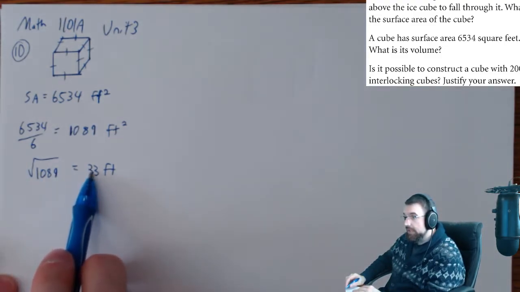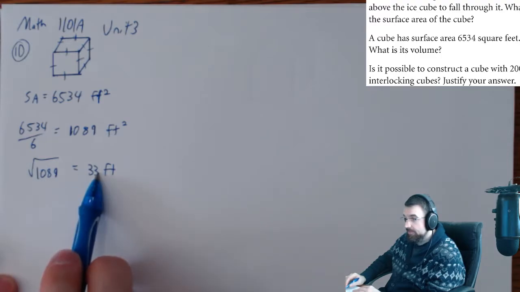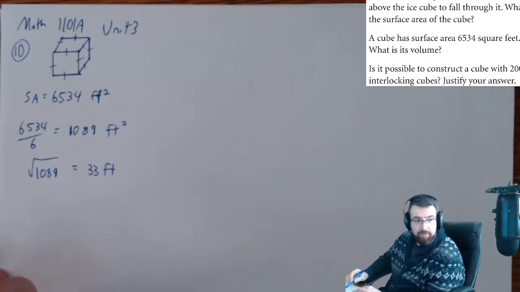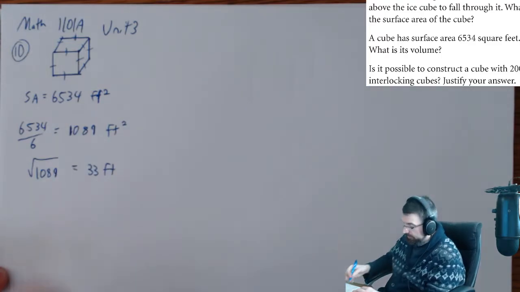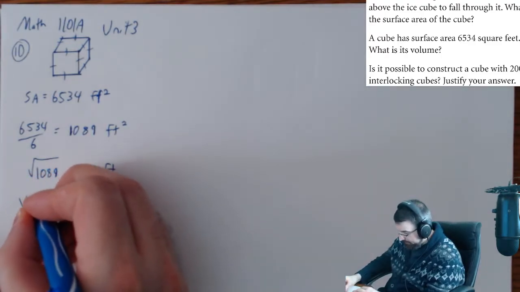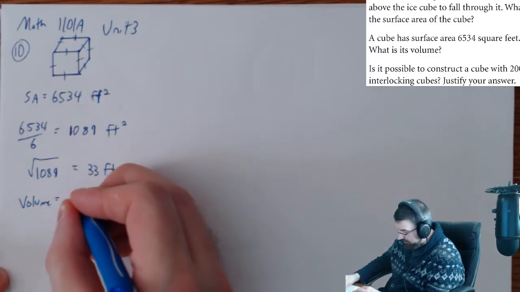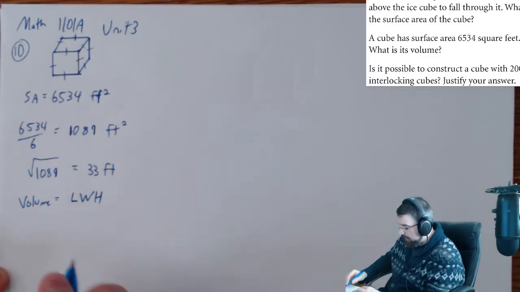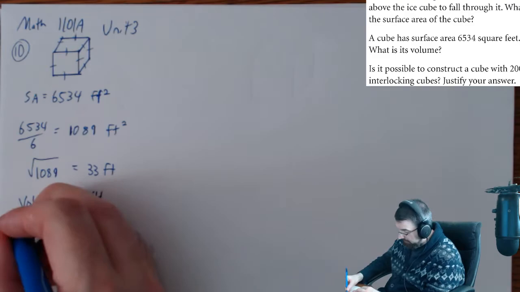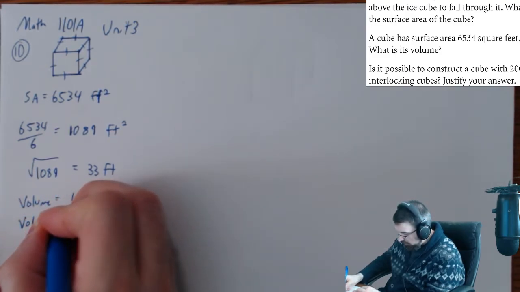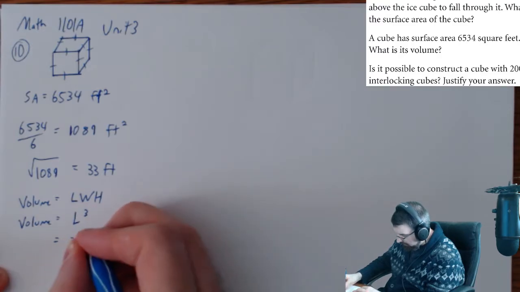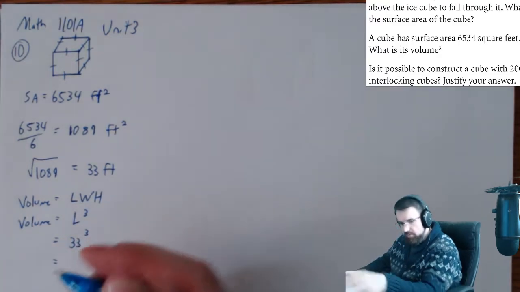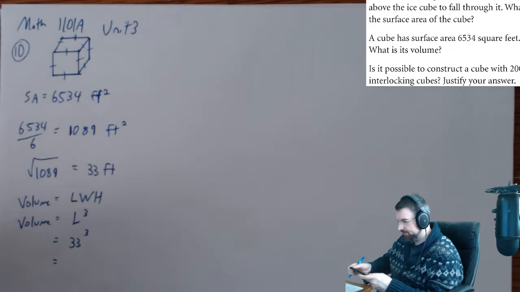So, each of the side lengths is 33. I think this is fairly straightforward. So, what is its volume? Well, the volume of a cube with side length 33. Remember, volume of a rectangular prism is length times width times height. And here all three of them are the same because it's a cube. So we know that it's just going to be length cubed. So it's going to be 33 to the power of 3, which is going to be 3 33s multiplied together.